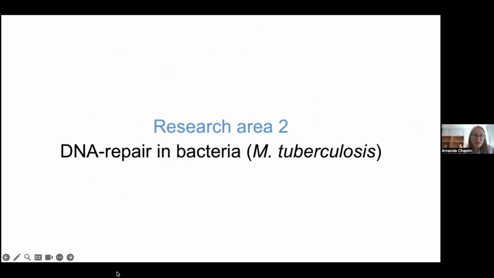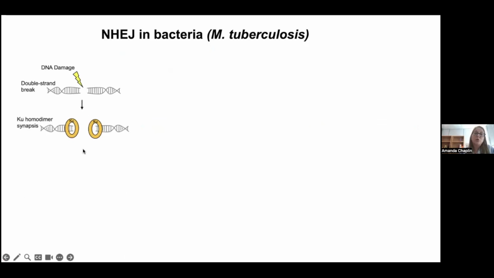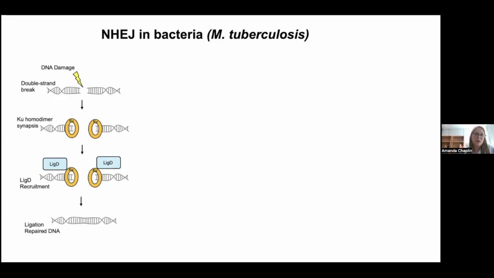So the second research area is still DNA repair, but it's now in bacteria. Specifically, we've been looking at Mycobacterium tuberculosis. NHEJ in bacteria is simpler than in humans, as you could imagine. So you still get the DNA double-strand break. Ku recognizes a double-strand break, but in bacteria, it's a homodimer. So it's simpler, it's smaller. Then it recruits LigD, and LigD is a multifunctional enzyme, which I'll show you in a moment. And then it repairs the DNA.